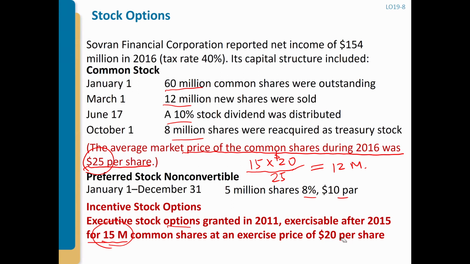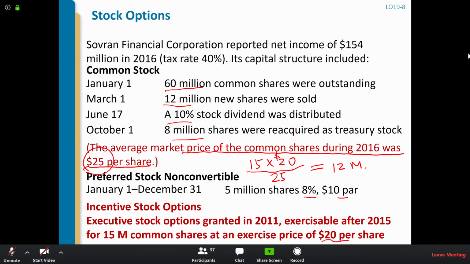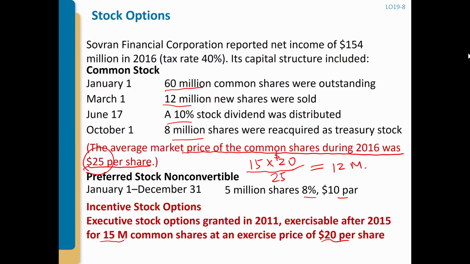Okay, let me say that again. Remember, if these stock options are exercised, then those CEO, CFO need to pay cash, right? They need to pay $20 per share. The total is 15 million shares, so the total cash the company receives from these CEO, CFOs is 15 times $20. We assume we're going to use that cash to purchase back our own shares from the market. How many shares can we purchase? The market average price is $25, so we divide by 25. That's how we got 12 million. Does that make sense?